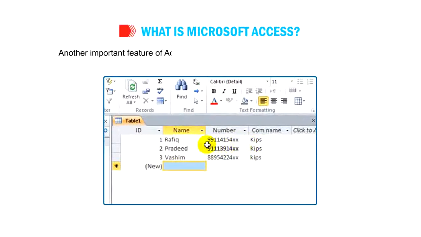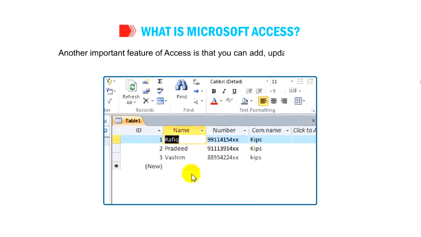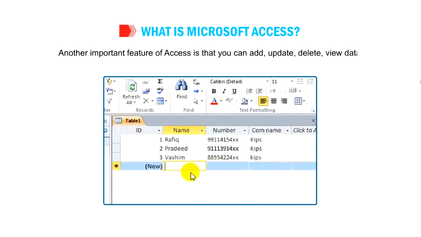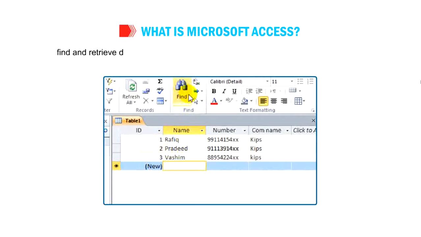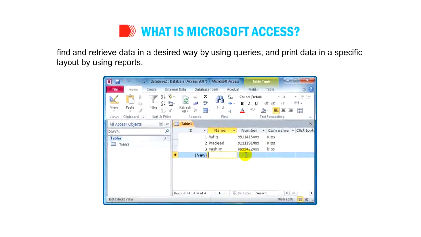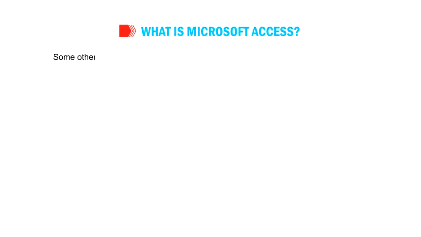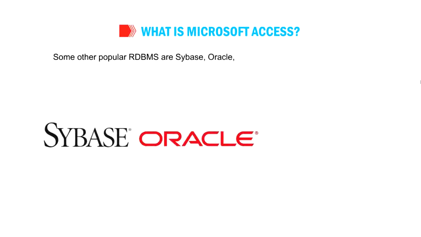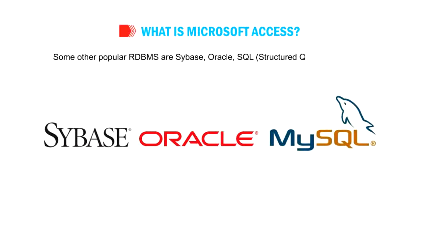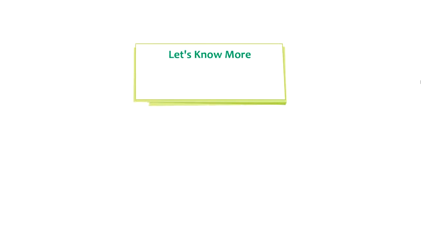Another important feature of Access is that you can add, update, delete, view data and establish relationships by using forms, find and retrieve data in a desired way by using queries, and print data in a specific layout by using reports. Some other popular RDBMS are Sybase, Oracle, SQL, Structured Query Language. Alright students, let us know more.